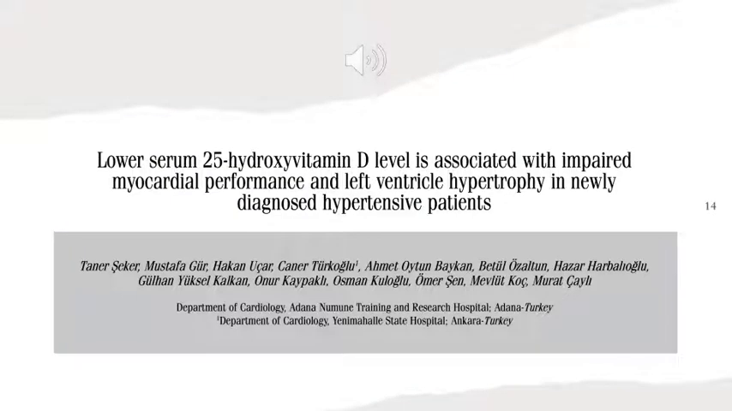Next, I would like to talk about the second article. Lower serum 25-hydroxy vitamin D level is associated with impaired myocardial performance and left ventricle hypertrophy in newly diagnosed hypertensive patients.